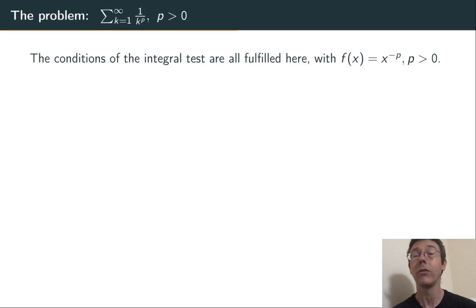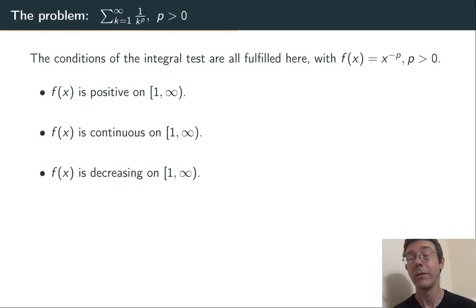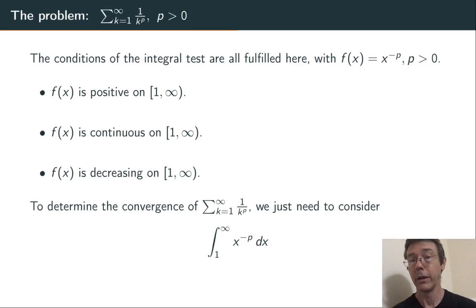Now we're in a situation where the integral test is going to help us. We have this function, f of x equals x to the negative p, and it's going to be easy to integrate, and it's positive for x greater than or equal to 1, continuous because we avoid the vertical asymptote x equals 0, and it's decreasing. So here's where it matters that p is greater than 0. If we take a derivative, we get a negative function, and so f of x is going to be decreasing from 1 to infinity. So we're going to determine the convergence of the series k equals 1 to infinity, 1 over k to the p, by looking at this integral, 1 to infinity x to the negative p dx.